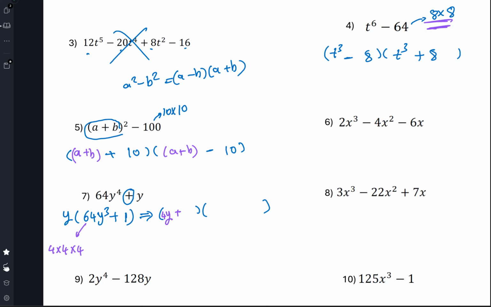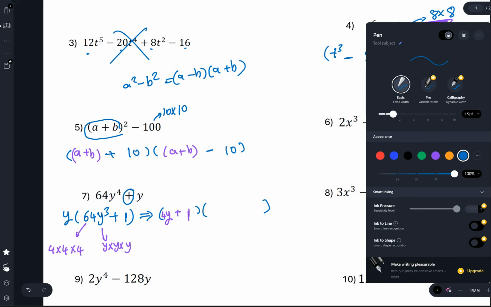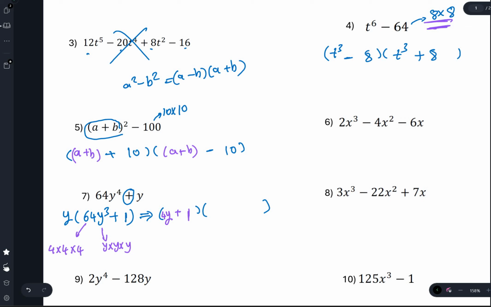4y is going to be the answer. Y power 3 is y times y times y. Okay, 4y. How about 1? Only 1, because 1 times 1 times 1 equals 1. Okay. Right now, the other part is going to be, let's change the color to red. We can say, now finish.